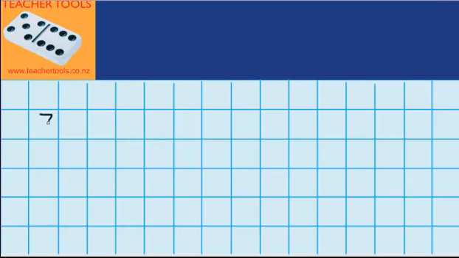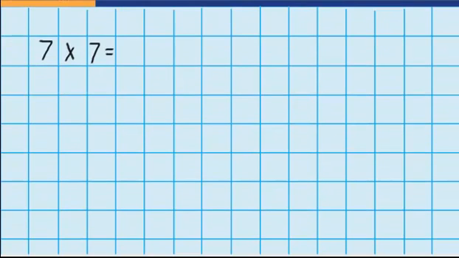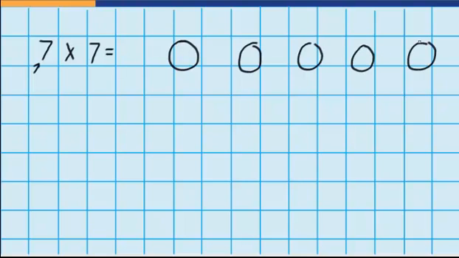I want to work out what 7 times 7 is. So to start with I want to draw a picture to show what that looks like. I know I'm going to need 7 groups, so I'll draw those out. 1, 2, 3, 4, 5, 6 and 7, and inside those groups I know I'm going to need to put 7 items. 7 in all of these groups.